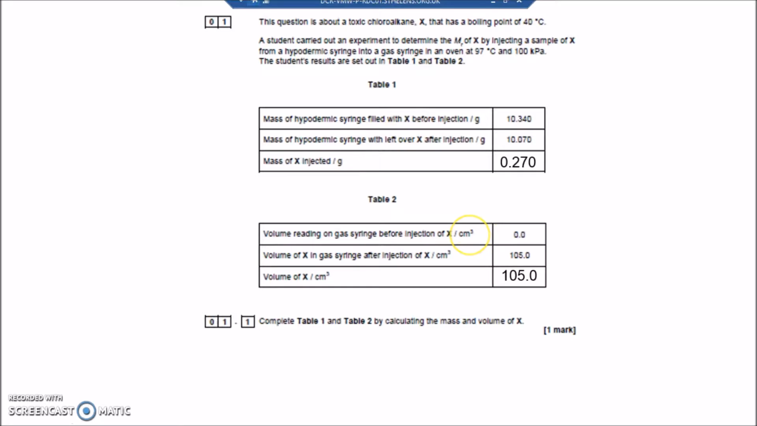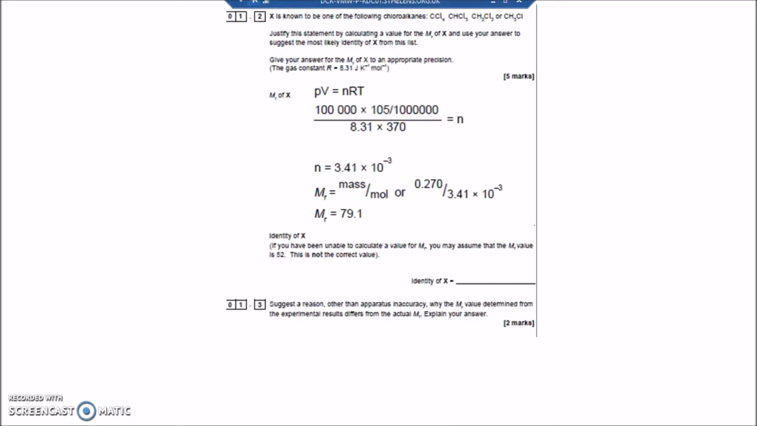The volume is 105 centimetre cubed. That needs to be in metres cubed. So centimetre cubed going up into decimetre cubed, you divide by 1,000. Decimetre cubed going up into metres cubed, you divide by 1,000 again. So it's 105 centimetre cubed divided by 1,000 divided by 1,000 again. So that gives us the volume now in metres cubed.